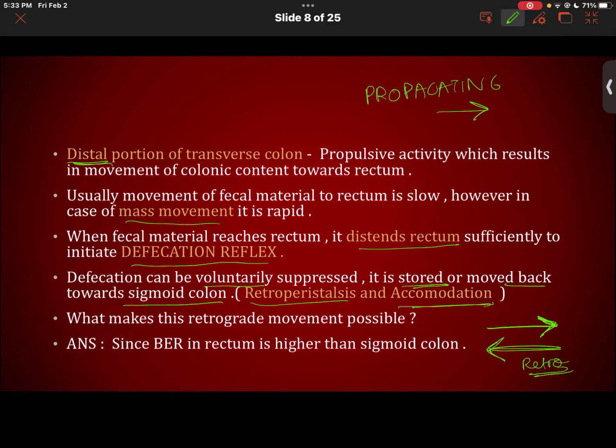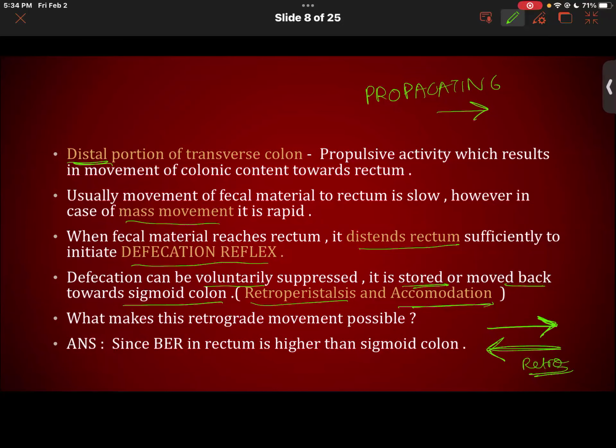So what makes this retrograde movement possible from the rectum to the sigmoid colon backwards? How is it possible? And this is because the BER, or the basal electrical rhythm, in the rectum is higher than the sigmoid colon. So the slow waves of contractile activity that we have is higher in the rectum than the sigmoid colon. So this causes the pressure in the rectum to be higher than the sigmoid colon, and obviously this pushes it back into the sigmoid colon if needed.